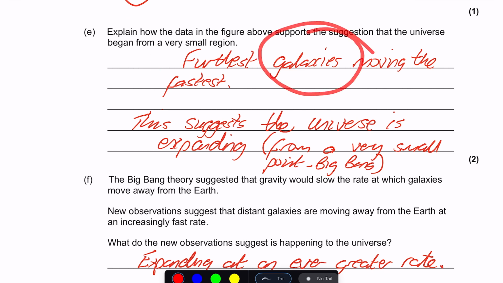And it will usually be in terms of galaxies and how they're moving either away and showing redshift or towards and showing blue shift. And it also suggests that the universe is expanding from a very small point, and that's when the Big Bang started. So that's what we're looking for. About the fact that you know what redshift and blue shift are, and the fact that it suggests that it's expanding.